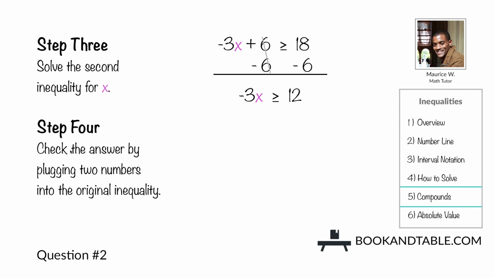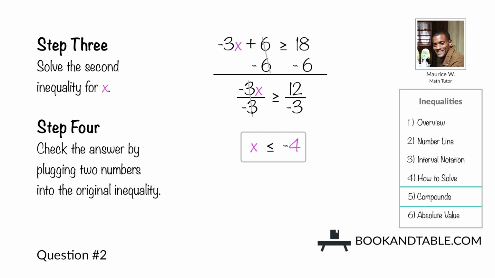And then the second part to our answer comes by solving and checking the second inequality. Negative 3x plus 6 is greater than or equal to 18. So step 3 is to solve this inequality for x. So we start by removing the constant, positive 6, by subtracting 6 from both sides, leaving us with negative 3x on the left side, 18 minus 6, which is 12 on the right side. We then remove the coefficient negative 3 by dividing both sides by negative 3, leaving us with x on the left, 12 divided by negative 3, which is negative 4 on the right side.